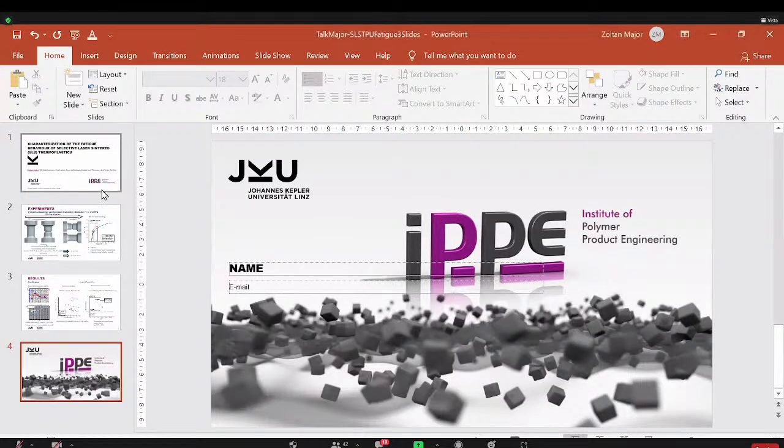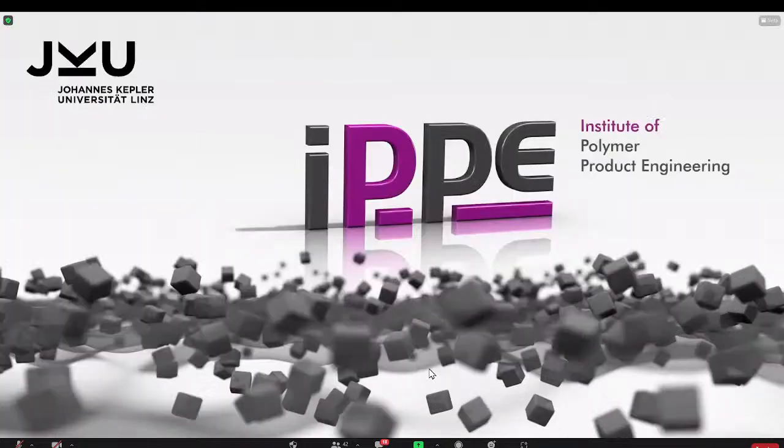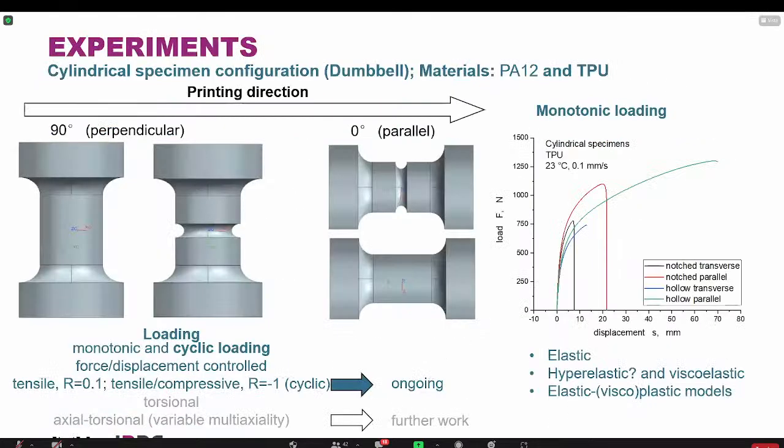Professor Mayer will give us a presentation on characterization of the fatigue behavior of selective laser sintered thermoplastics. He's professor for polymer processing at Johannes Kepler University in Linz and a well-known expert in additive manufacturing and also in fracture mechanics of polymers especially. So Zoltan, we are looking forward to your short presentation and the insights we gain from it. As we see you already, I see also the presentation.